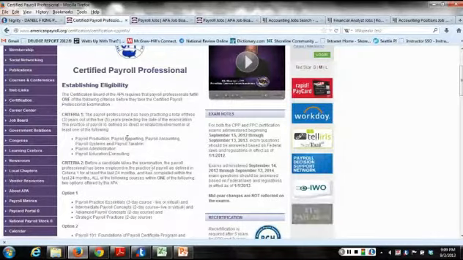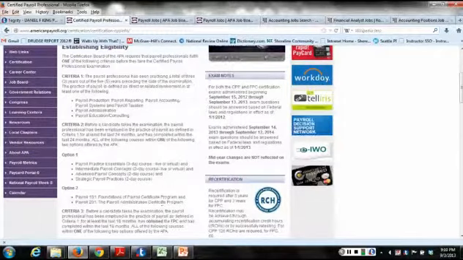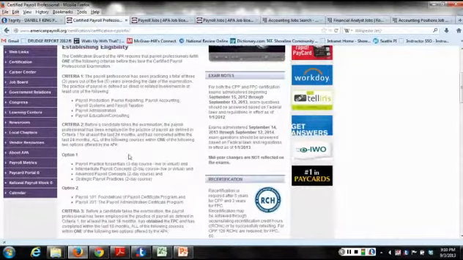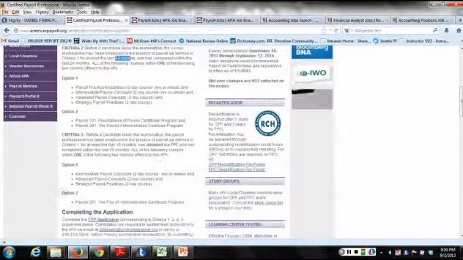So that's one criteria. If you have a little less experience in payroll but still substantial, here are a couple other options in which you add to that experience. You add some coursework that you take from the American Payroll Association to supplement your possibly shorter period of time as a payroll professional. Yet here is a third criteria.